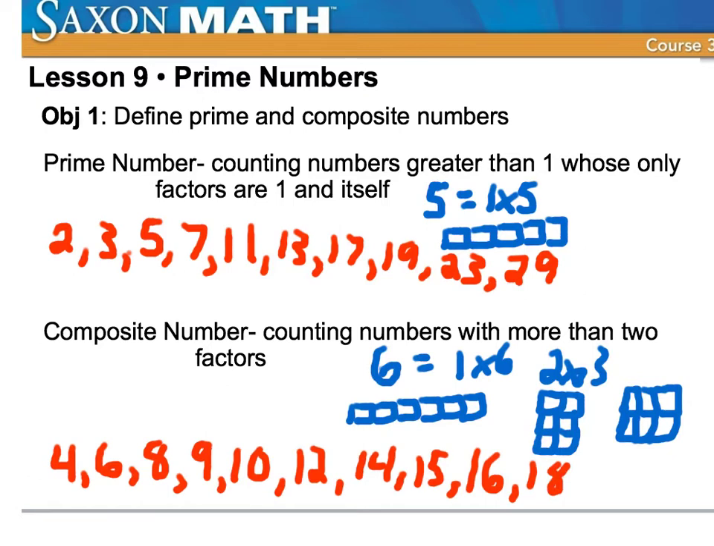Okay, so again, that's 1, 2, 3, 4, 5, 6, 7, 8, 9, 10. Alright, so now you know the difference between prime and composite numbers, so let's go on to the next slide.